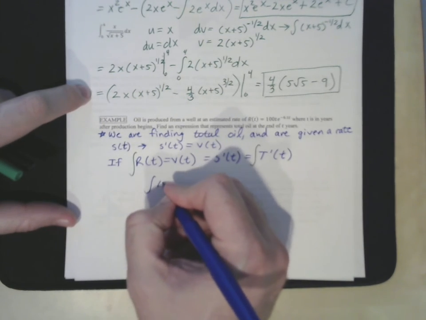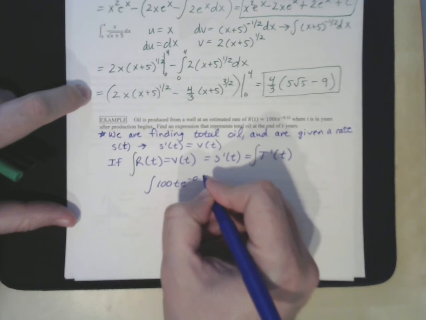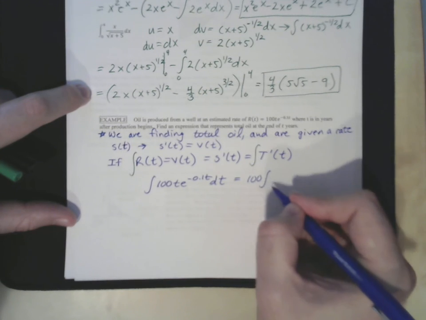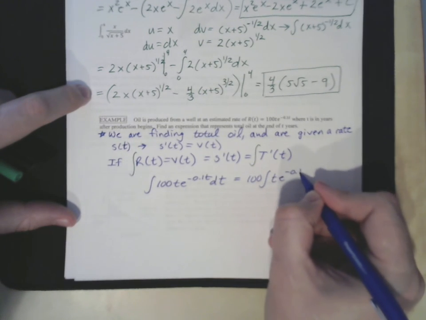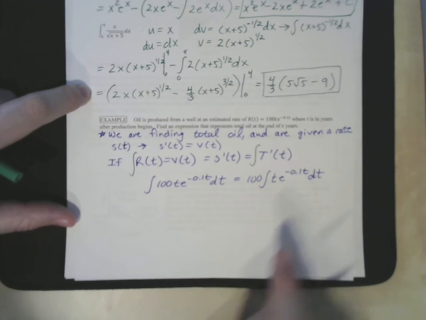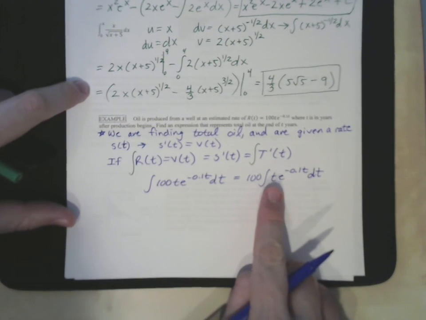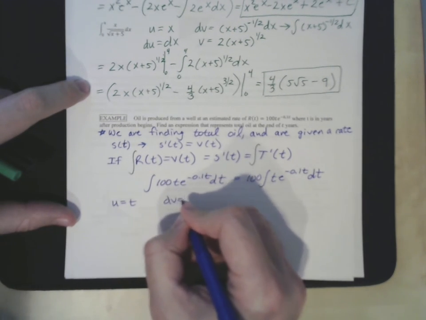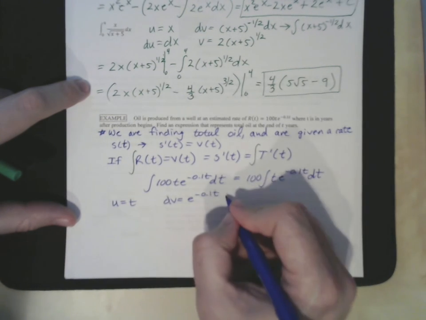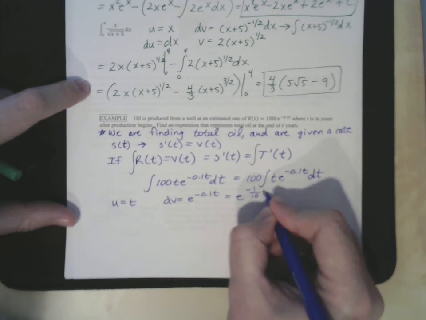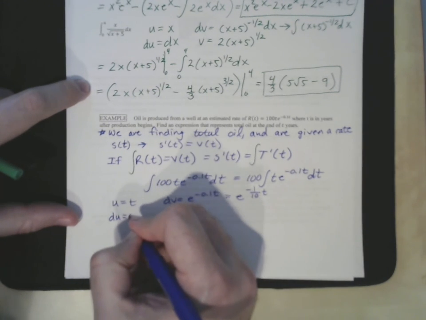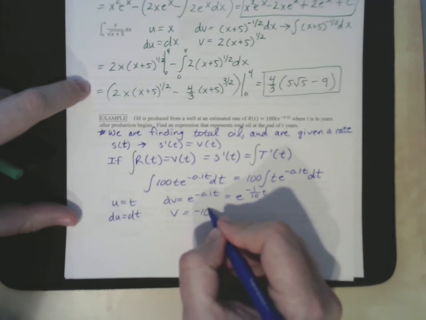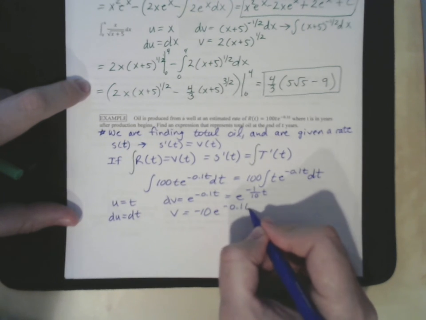So we have the integral of 100 t e^(-0.1 t) dt, which is 100 times the integral of t e^(-0.1 t) dt. Hopefully you can see that this has to be parts because we have the multiplication of two functions. So I'm going to let u equal t, and I'm going to let dv equal e^(-0.1 t), or e^(-1/10 t). That makes du just equal to dt, and that makes v equal to -10 e^(-0.1 t).